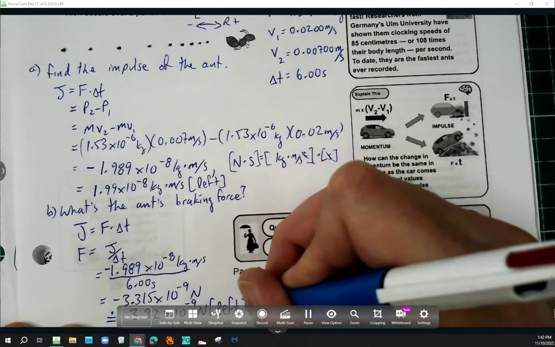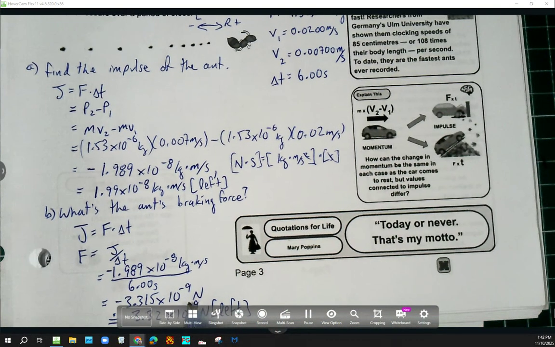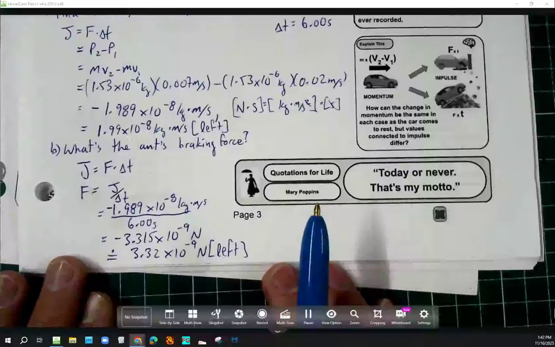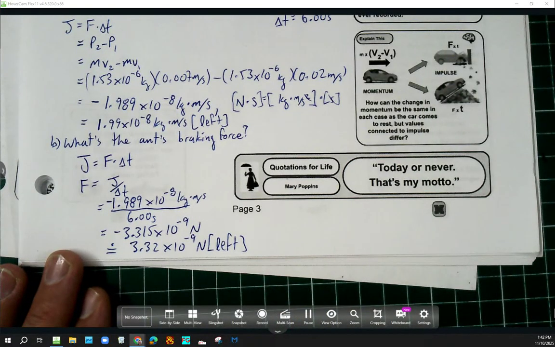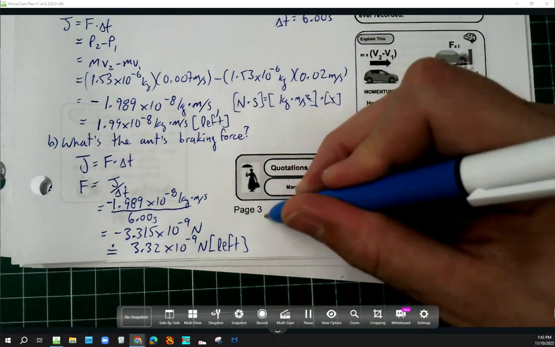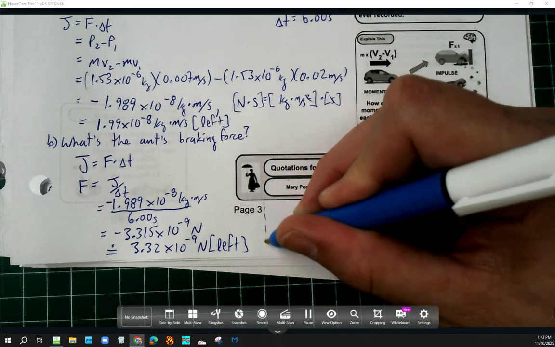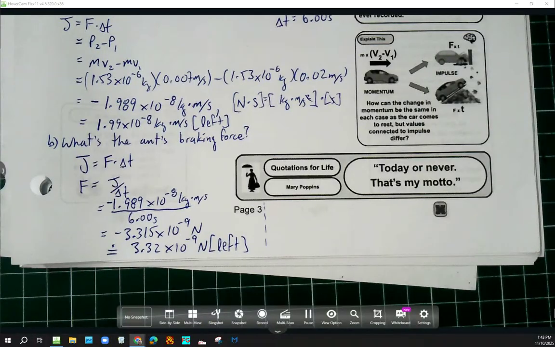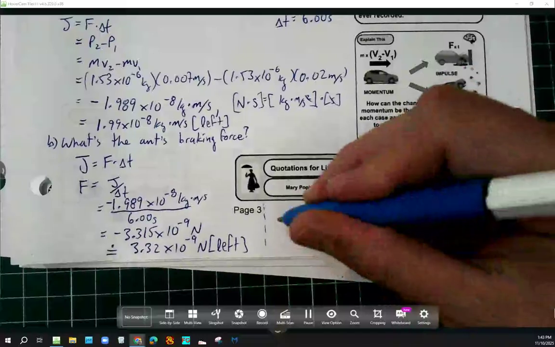And if you're paying attention to prefixes, 10 to the power of negative 9 is nano, so that would be about 3.3 nanonewtons, which is a strange force unit that I don't really use very often. But it is an ant after all, so it's not going to take a lot of force to slow it down.